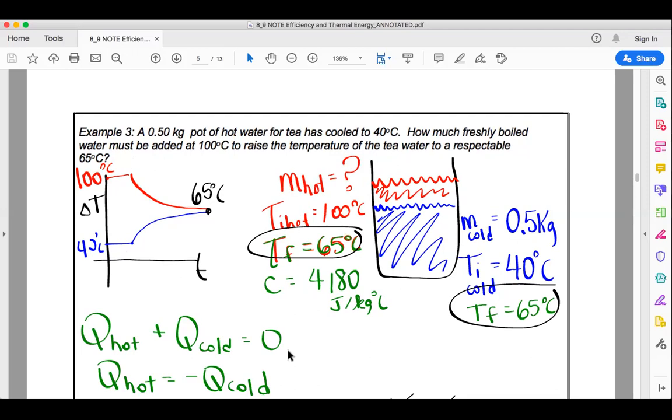So what am I talking about? I'm setting up your expectation for your common sense check. I am expecting that M hot will be smaller than 0.5 kilograms. So keep that in mind.